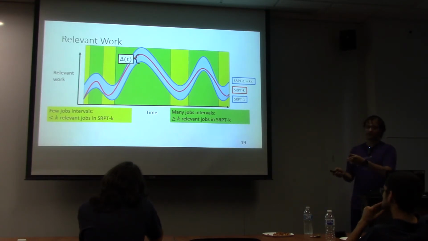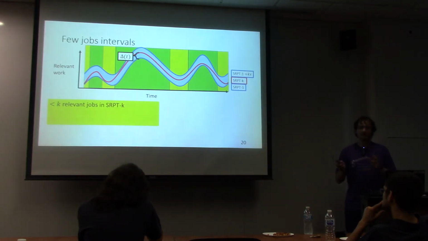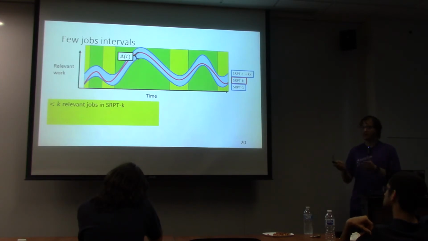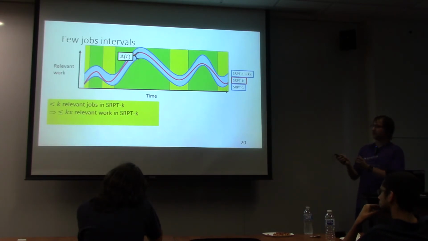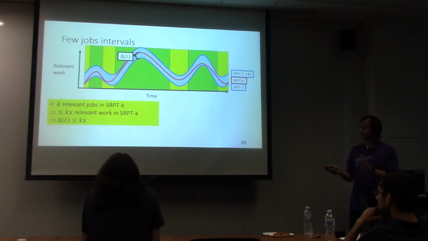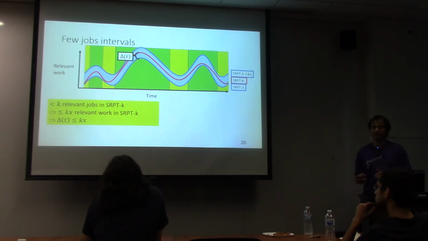First, let's start with few jobs intervals. In this case, there are less than k relevant jobs in SRPT-k. But a relevant job can have at most remaining size x. So it contributes at most x relevant work. That means the total relevant work in the SRPT-k system is at most kx. So this is great. Few jobs intervals, if there's only kx relevant work under SRPT-k, then the difference between that and SRPT-1, this difference here, is certainly no more than kx. So in that case, we've got it covered. Delta t is no more than kx.